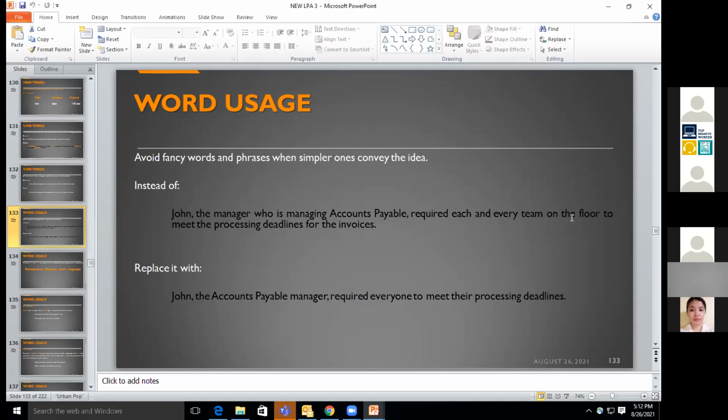Each and every team. Okay. Replace it with "John, the accounts payable manager, required everyone to meet their processing deadlines." Okay, because where you can use each and every one, you can use just everyone, or each and every team, you can use everyone. Okay, this is to make it simple. However, when you're talking like what I'm saying, what I want you to do, this is the correct usage.